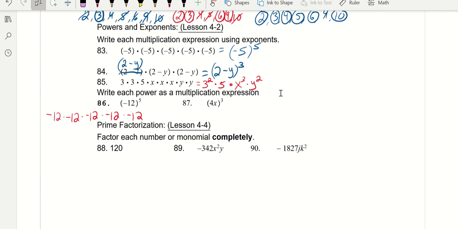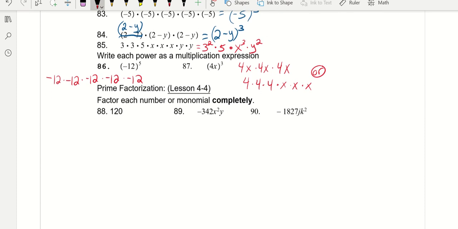87, 4x to the power of 3. This is going to be 4x multiplied by 4x multiplied by 4x, which is going to be, you might write it like this, 4 times 4 times 4 times x times x times x. I would take either of these. Either is okay.